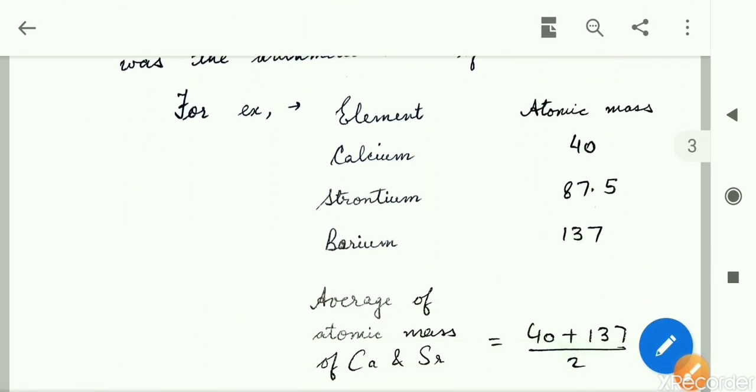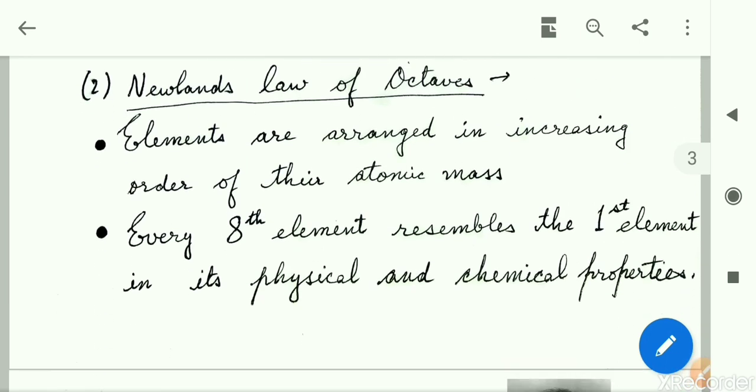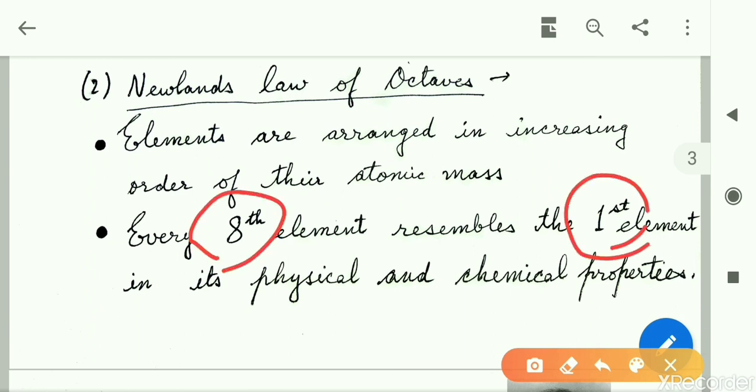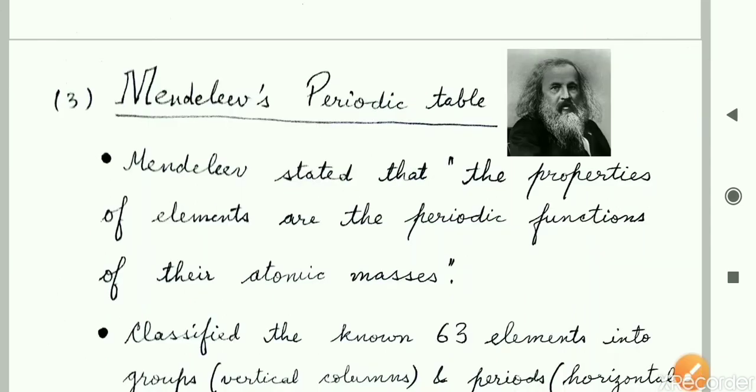The second successful attempt was Newlands' law of octaves. In this, elements were arranged in increasing order of their atomic mass, and every 8th element resembled the first element in physical and chemical properties. This was a short kind of periodic table, but it couldn't be more successful. Both Dobereiner's triads as well as Newlands' law of octaves failed later on, because at that time when they were discovered, there were not many known elements. As more and more elements were discovered, they could not be placed as per this rule, and therefore both of these were rejected later on.